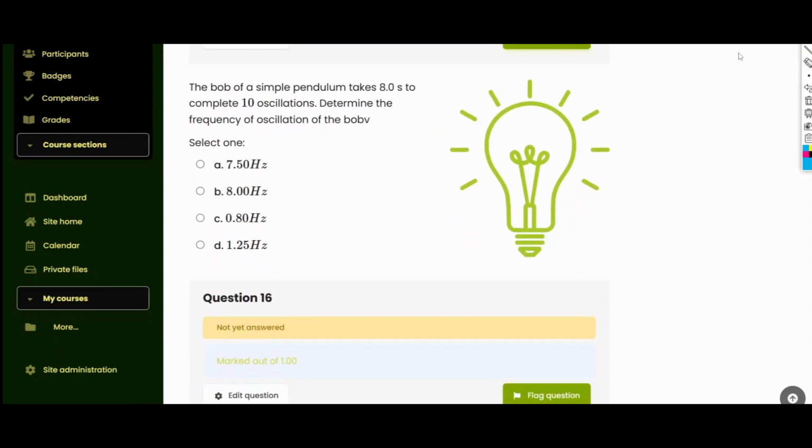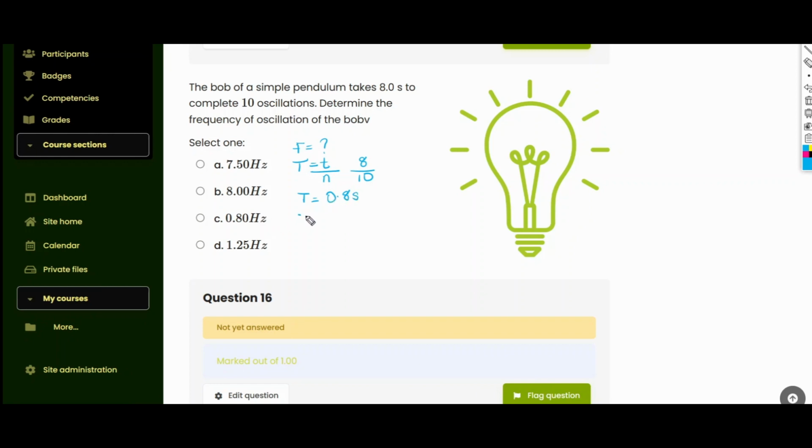So question 15. A bulb of a simple pendulum takes 8 seconds to complete 10 oscillations. Determine the frequency of oscillation of the body. Before frequency, we need to calculate the period first. We know period is equal to time over number of oscillations. So our time is 8 over 10. So that means our period is 0.8 seconds.